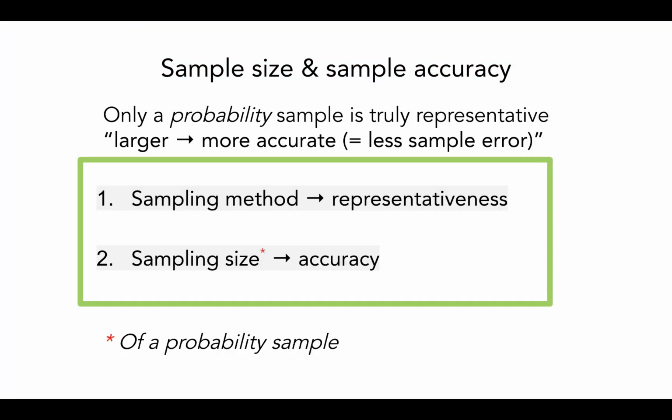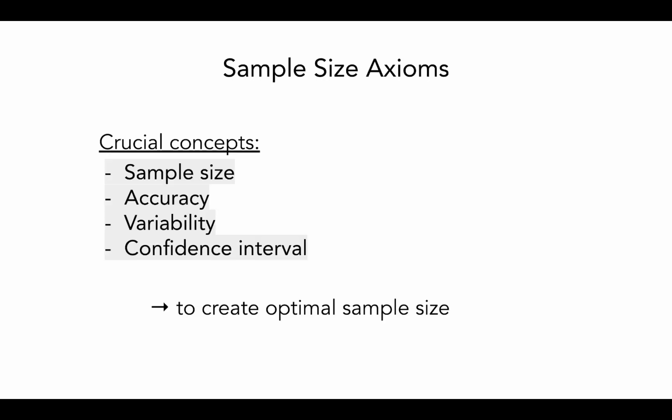Only when your sample is a probability sample are you going to have a truly representative sample, and only then does the rule of a larger sample being more accurate, or in other words, having less sample error, hold. So that's important to keep in mind. Your sampling method influences whether your sample is going to be representative. Your sample size, given that it's already representative, will give you more accuracy. So we will build on this in the next session, where we talk about a couple of crucial concepts in sampling and sample size.